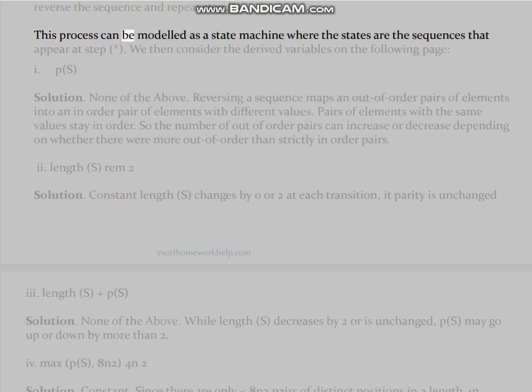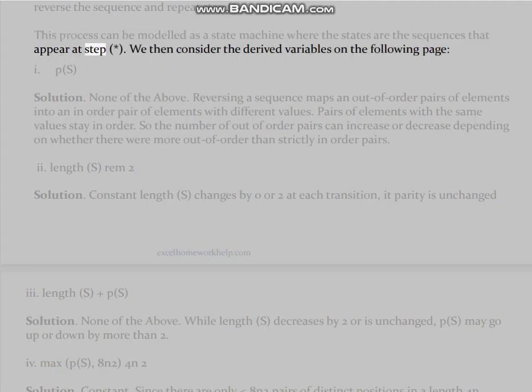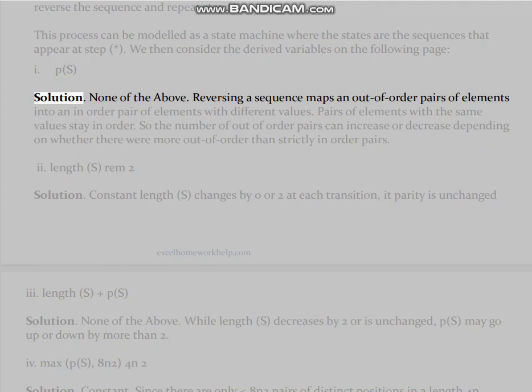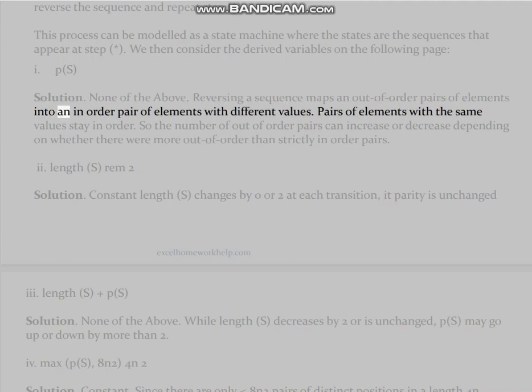This process can be modeled as a state machine where the states are the sequences that appear at step asterisk. We then consider the derived variables on the following page. Solution. None of the above. Reversing a sequence maps an out-of-order pair of elements into an in-order pair of elements.